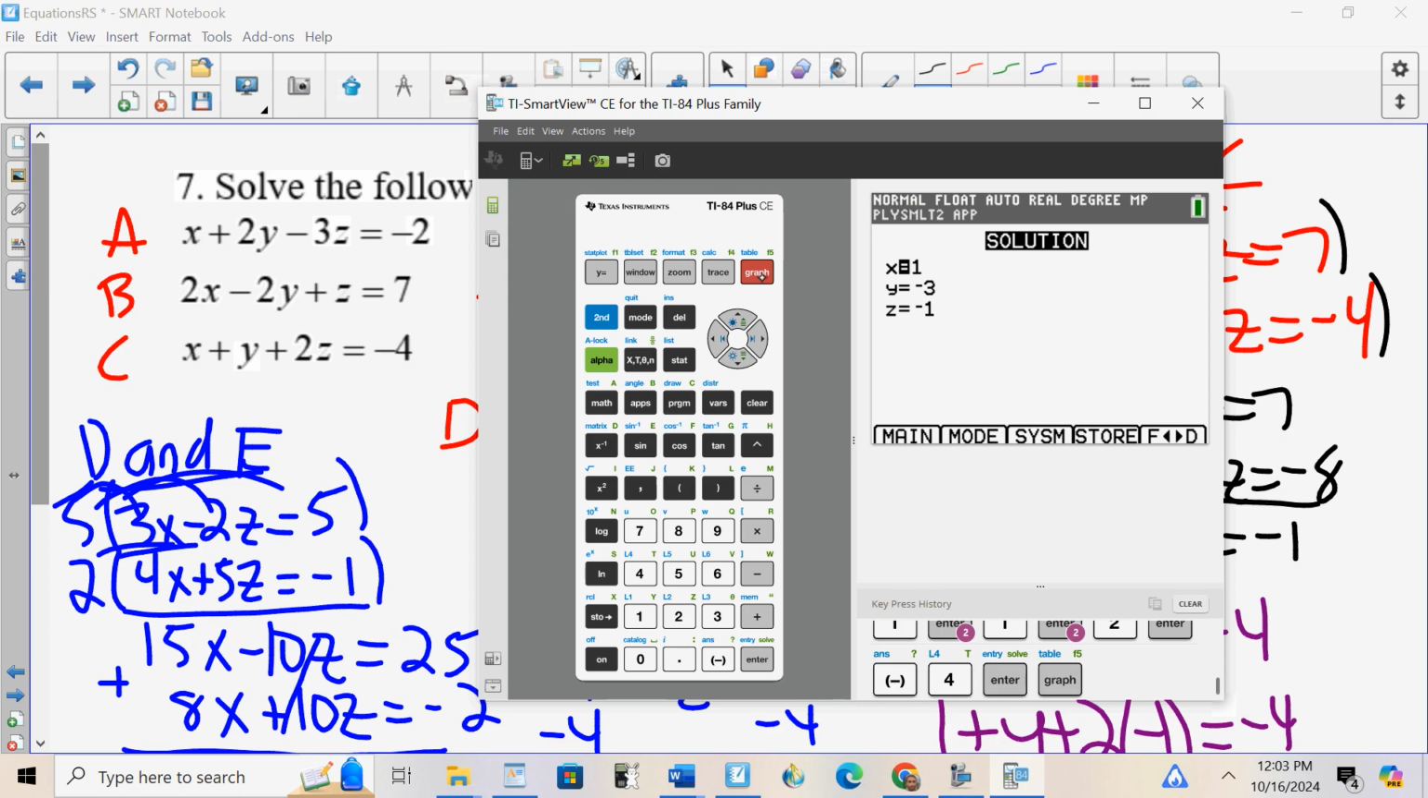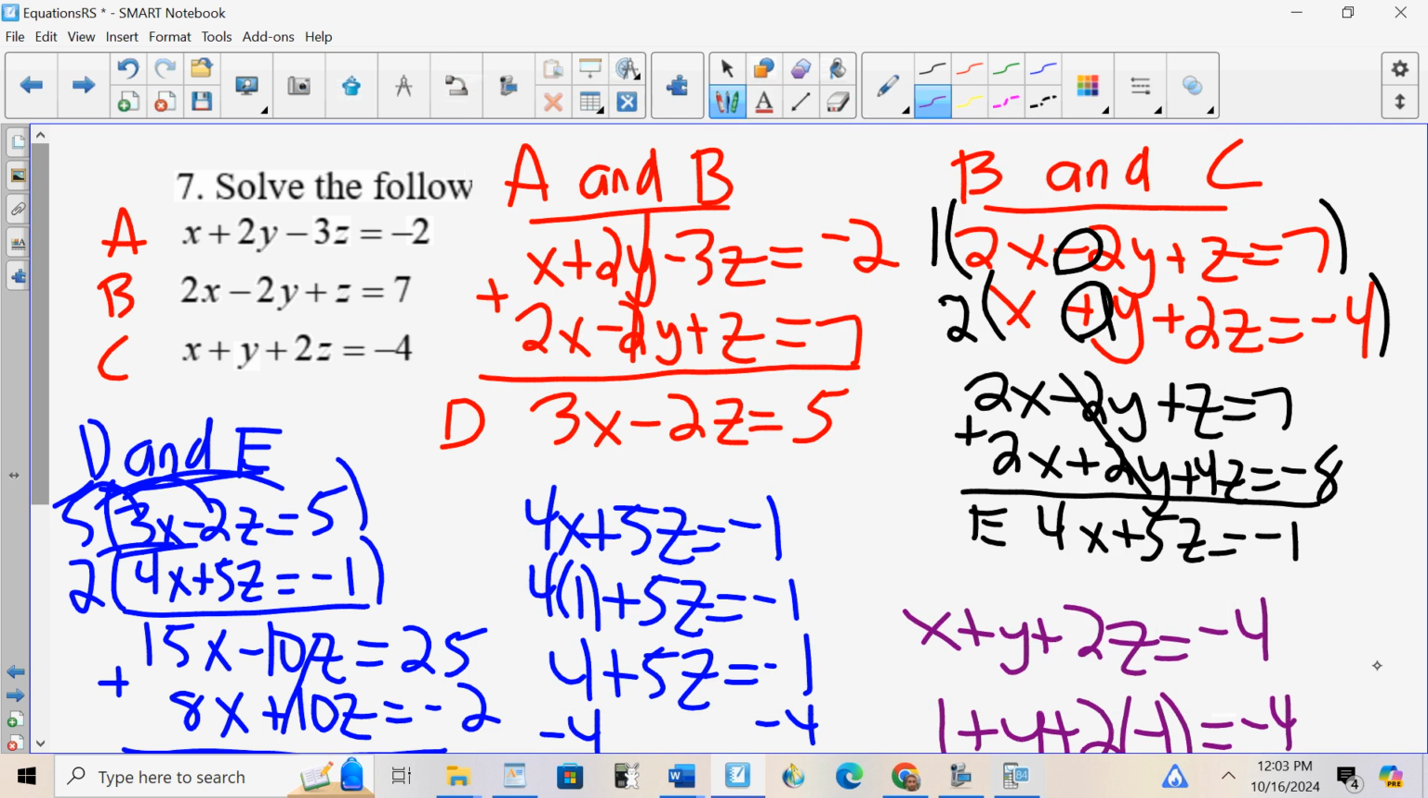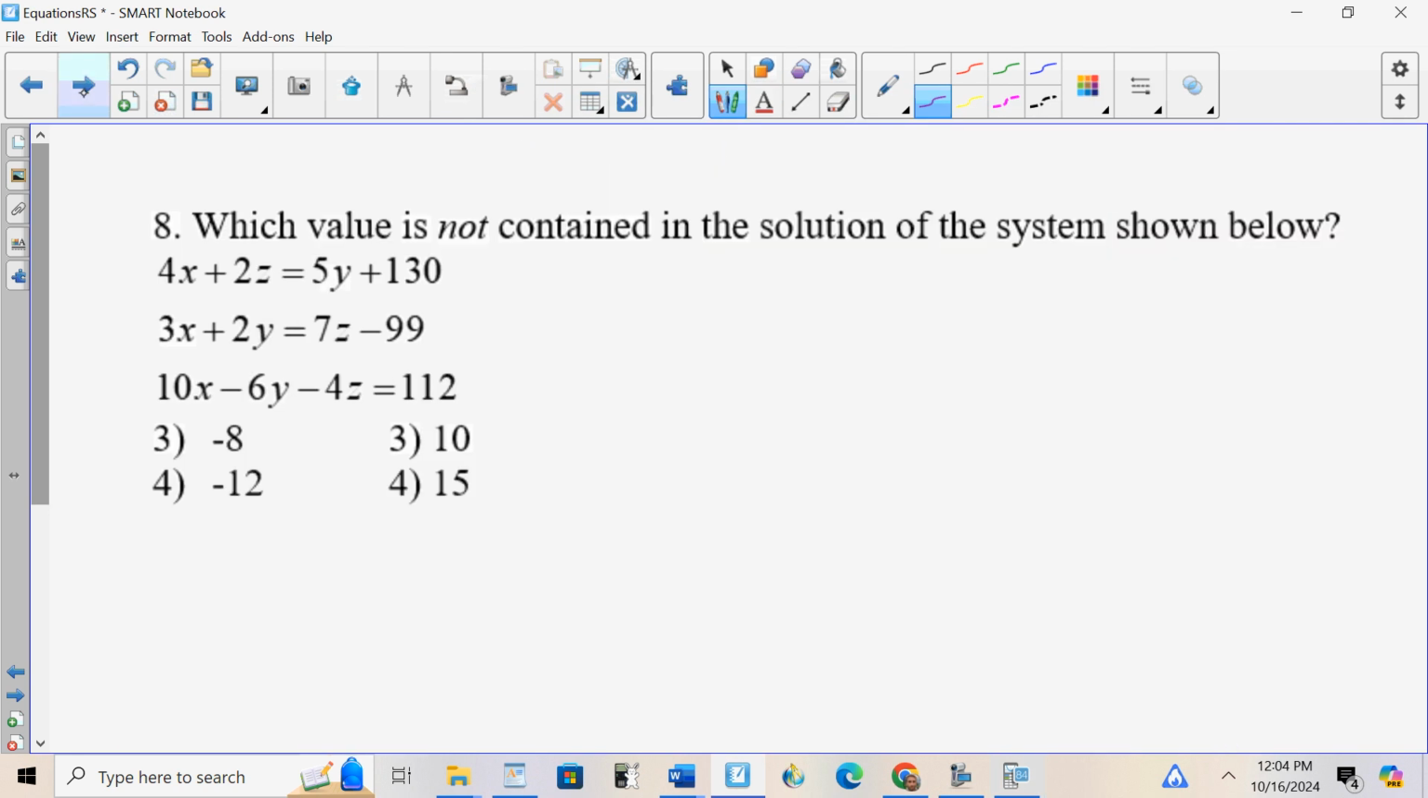Again, if it's open response, you're getting 1 point for that, which is better than none. But if it is open response and you want your full points, you have to do it algebraically. I'm not going to do number 8. It's multiple choice. Again, do not do it algebraically. Just use your PolySci 2 to get your answer.